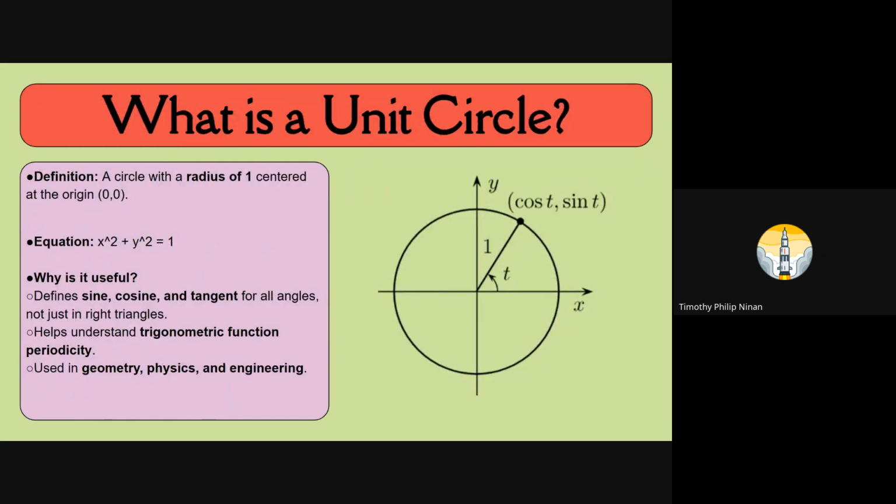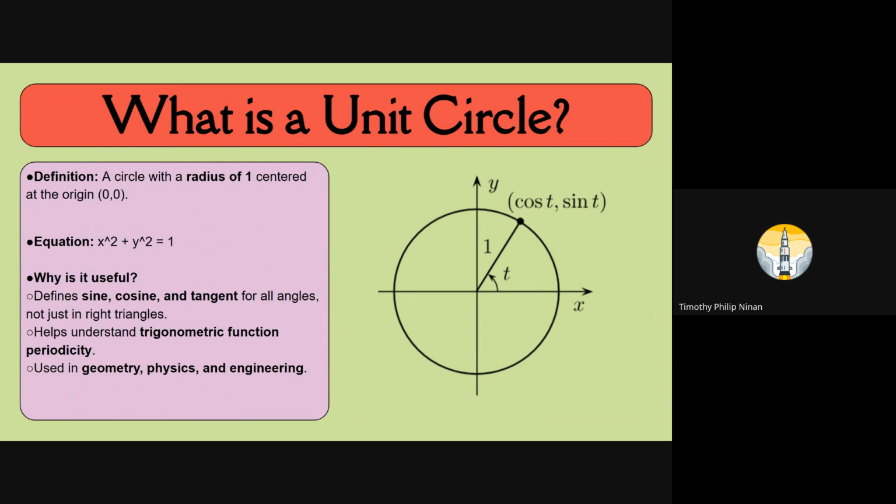Now, coming to this new topic, what is a unit circle? Because that's what I started my conversation with. We're going to explain a unit circle. Unit circle is nothing else but a circle at the center, at the origin of the number line, with a radius of 1.